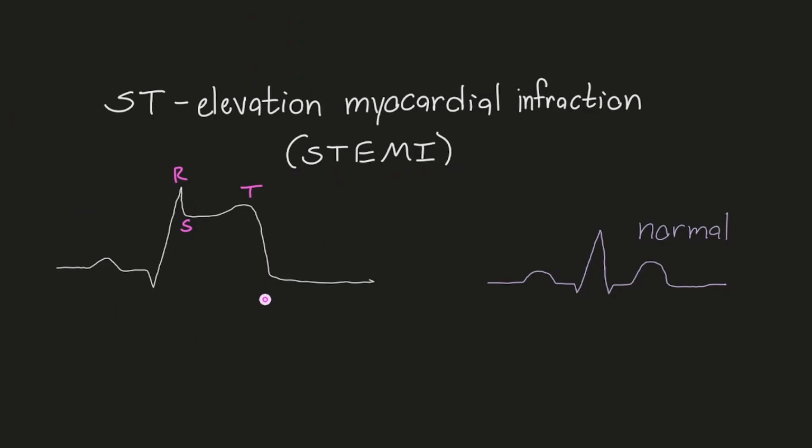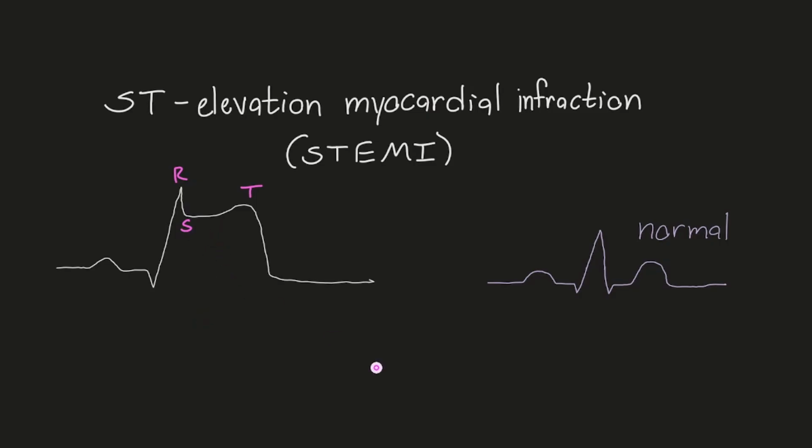Now looking between our STEMI right here and our normal, we can see a few things. One, we can see our P wave here, and we can see the start of our QRS complex. But it ends early and makes this ST segment a lot higher than it should be. So right here from our S to the start of our T wave, the small elevation, this is our ST segment and it's very elevated.